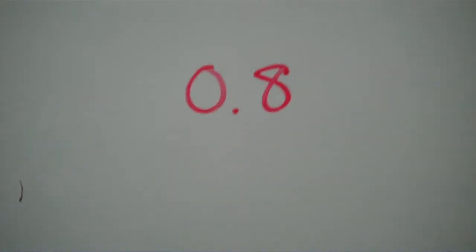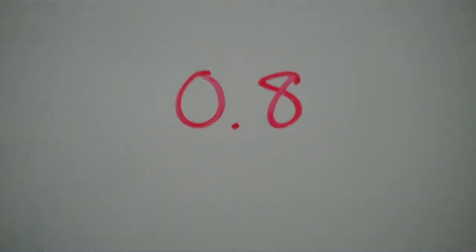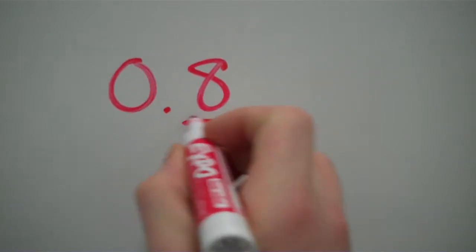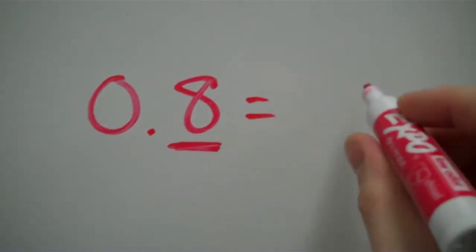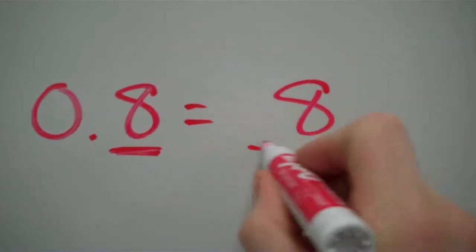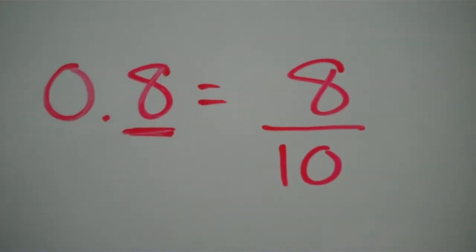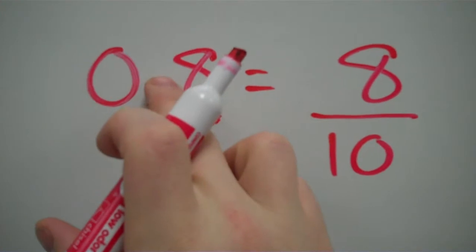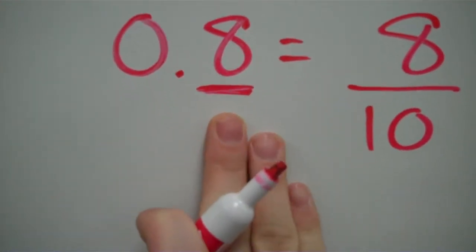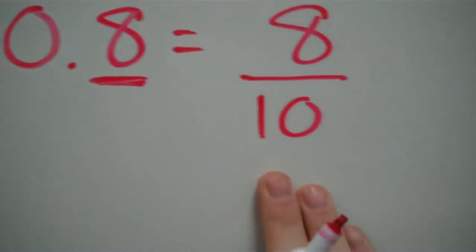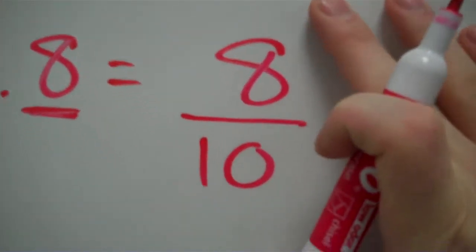I know that I can turn this into a fraction by simply understanding that the 8 is in the tenths place. So I'll write this as 8 as a whole number, but I'll put it over the 10. I got my 8 right here as a decimal. I'm going to drop the decimal, write it as a whole number, over whatever place value it's in. So if it's in the tenths place, I write it over 10. So I have 8 over 10.